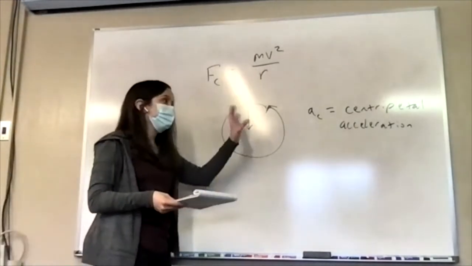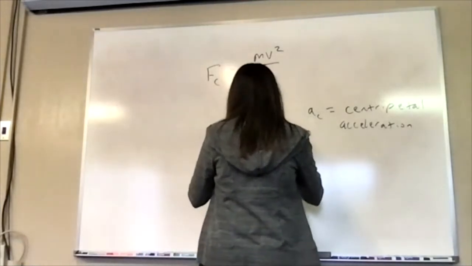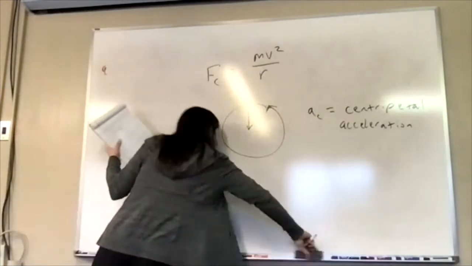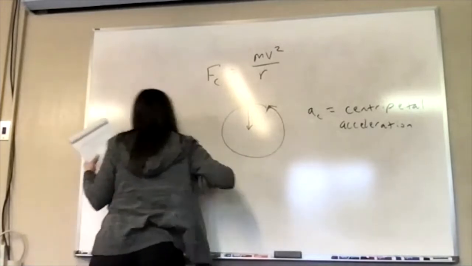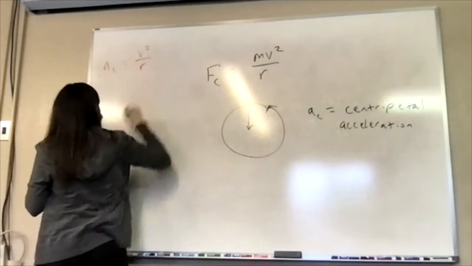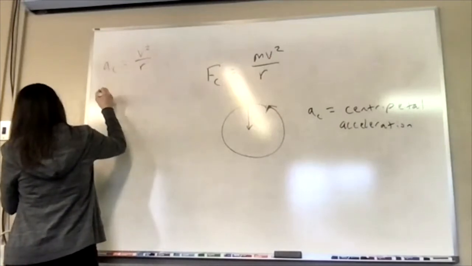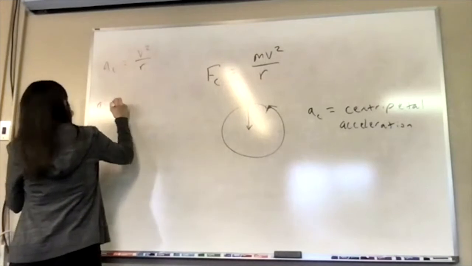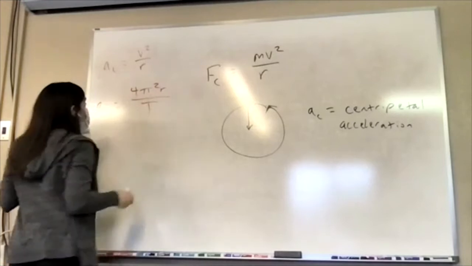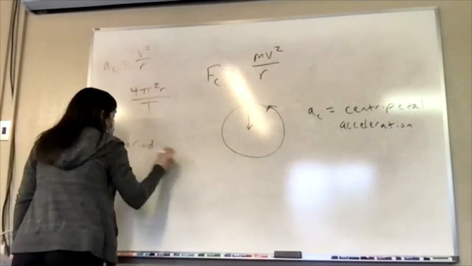There's two equations that you can use for acceleration. I'll give you both of them. It just depends upon which numbers you're given, whether you're going to use this one or another one. One of them looks like this, where it equals v squared over r. Another one that's a little more complex looks like this, where it's 4 pi squared r over capital T squared. And that stands for the period, which is how long it takes to go around one time.